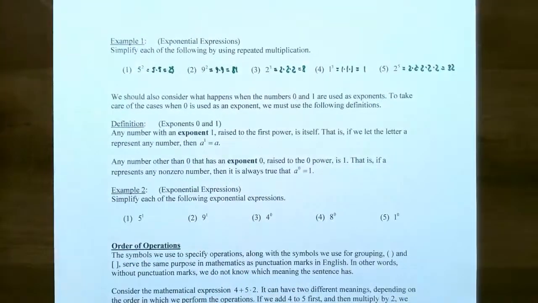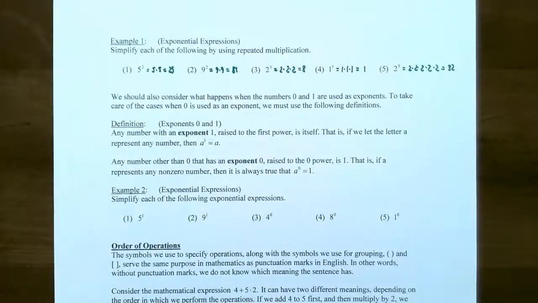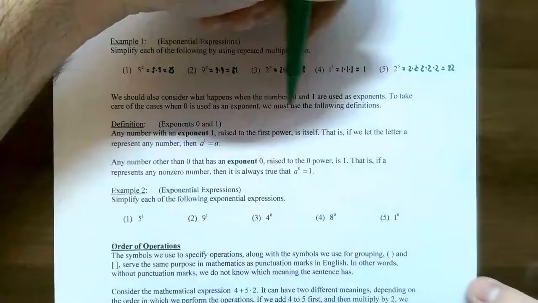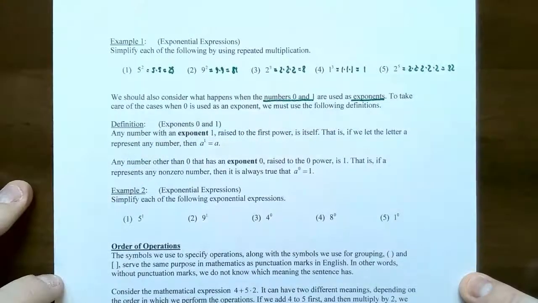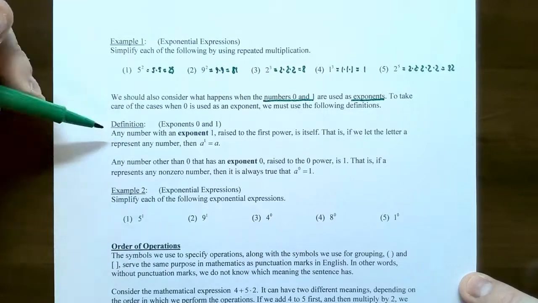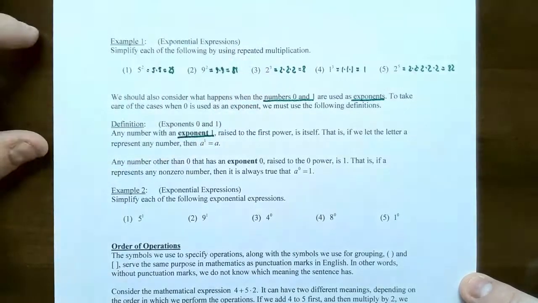So notice in these last examples, the exponents were 2, 3 and 5. We can also have exponents of 0 and 1. So anytime that you have numbers 0 and 1 as exponents, they have their own definition. So, definition with exponents 0 and 1. Any number where the exponent is 1 means that you're raising the base to the first power.